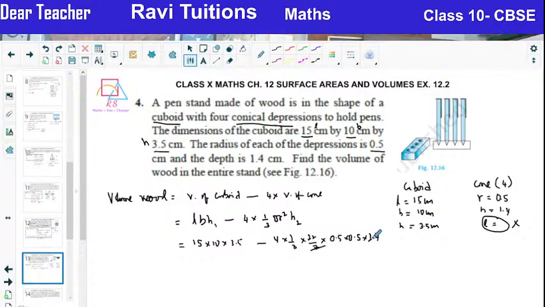So this 7, 0.2. So 10 into 3.35. So this is the final answer, in cubic centimeters. So this is how question number 4 goes.